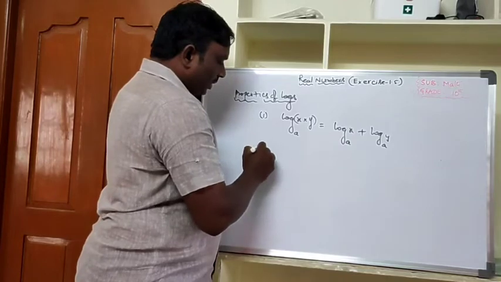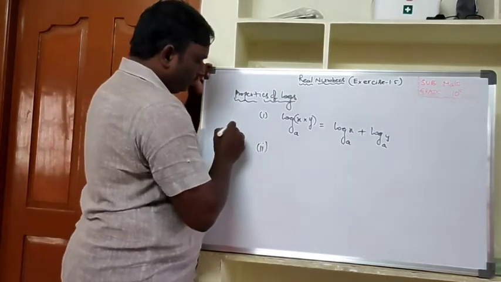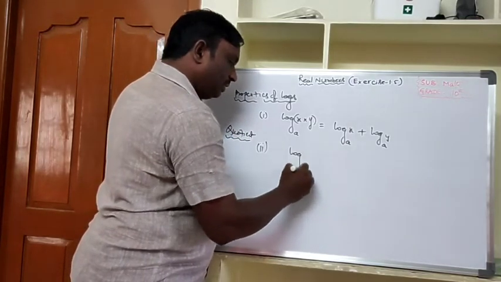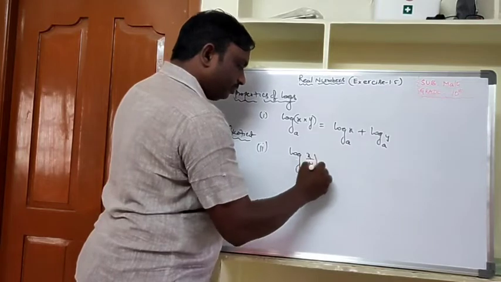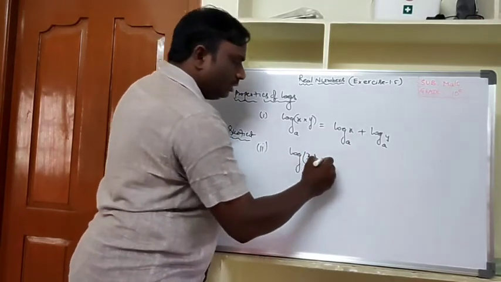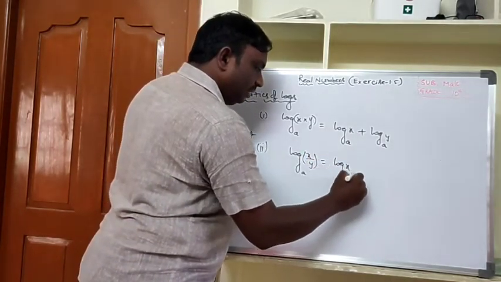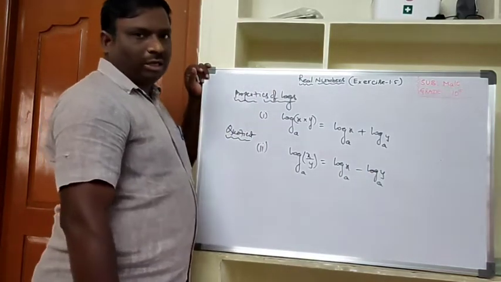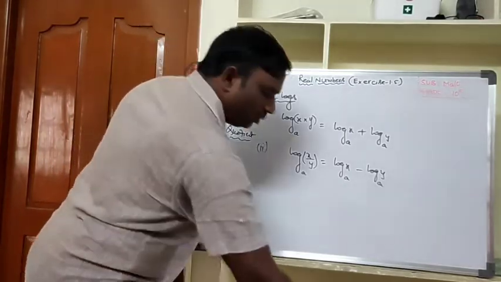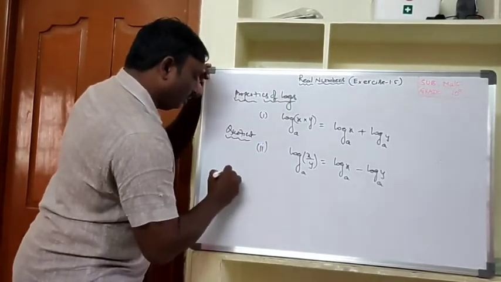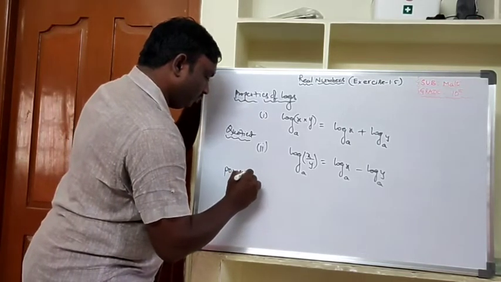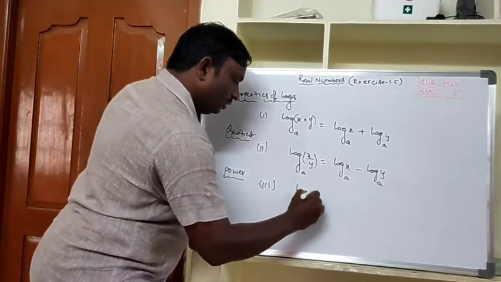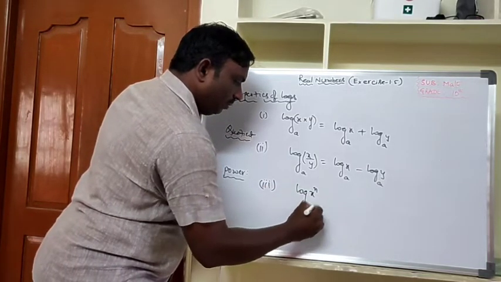This is the product rule. Next one is the quotient rule. That means log of x by y base A is log x base A minus log y base A. This is the quotient rule, and the power rule is the third one, that is log of x power n to the base A.